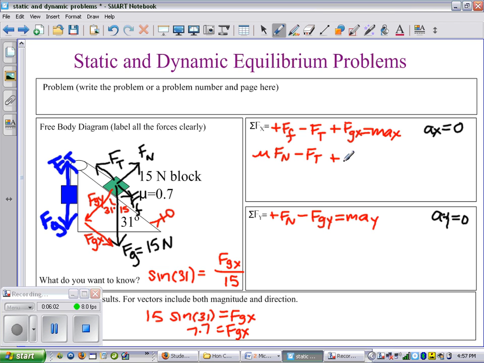Now I go up to the equation and I put 7.7 in here. The mass of the block will be 15 newtons divided by 9.8, because mass is in kilograms, times the acceleration, which is 0. So if I simplify one more line, I know my coefficient is 0.7, so I'll put that in here. Fn minus Ft plus 7.7 equals 0.